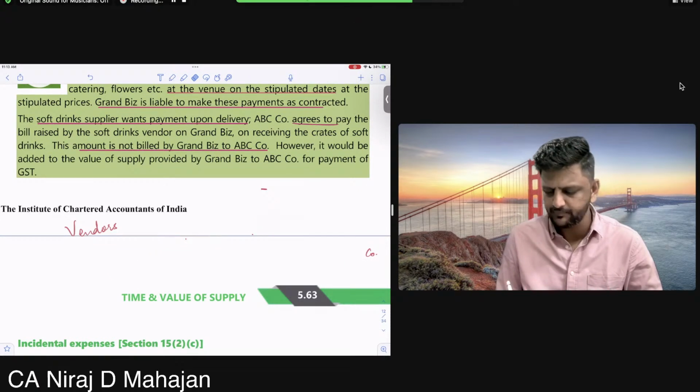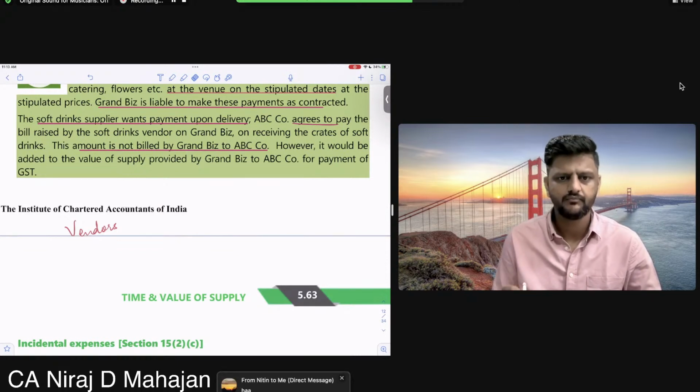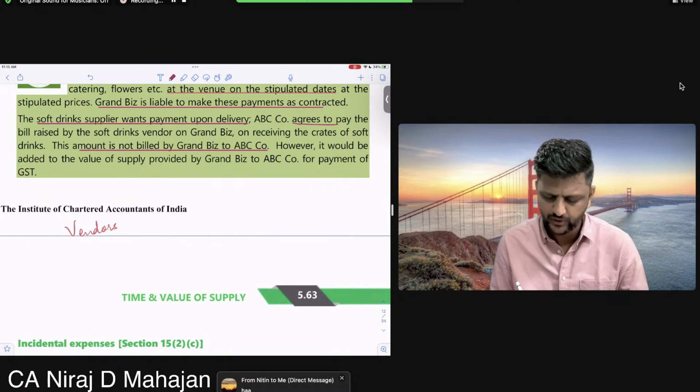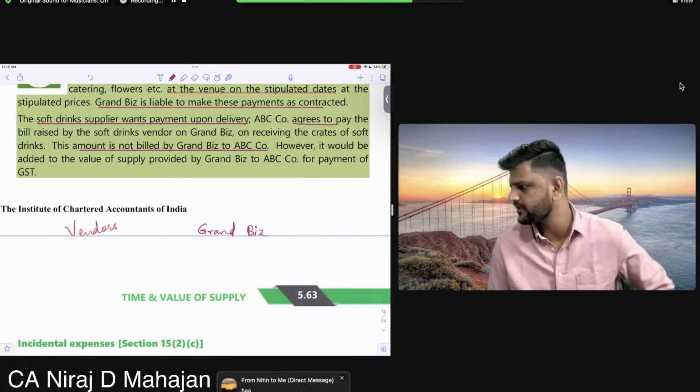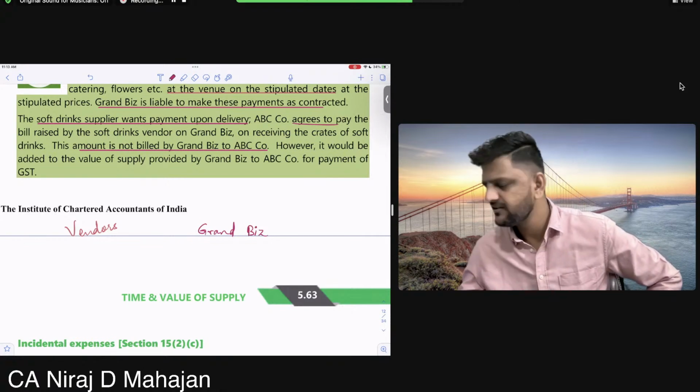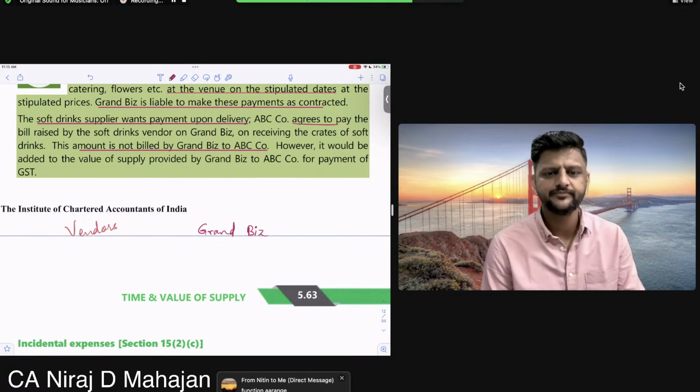You understand event management company, right? What do they do? Grand Biz. What do they do? Event management. Have you seen that movie? Which movie it is? Ranveer Singh, Anushka Sharma. Their first movie.